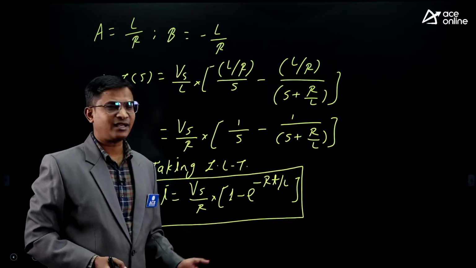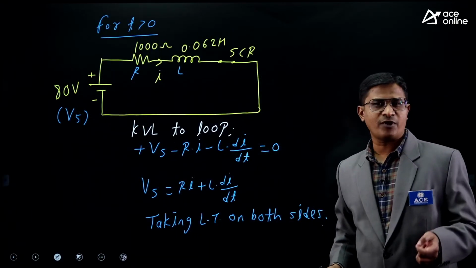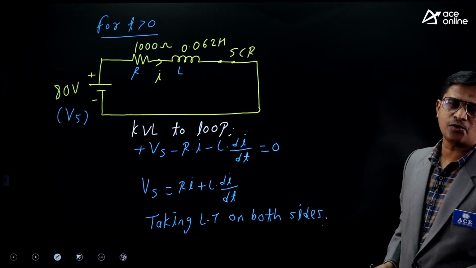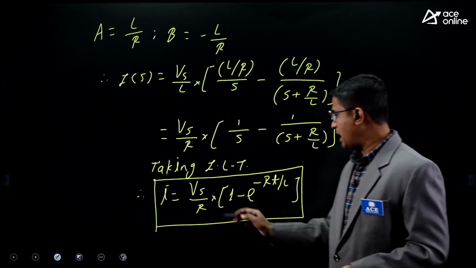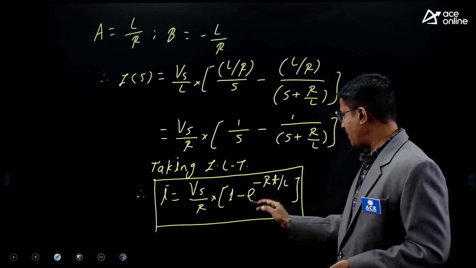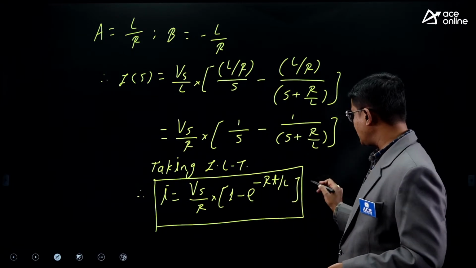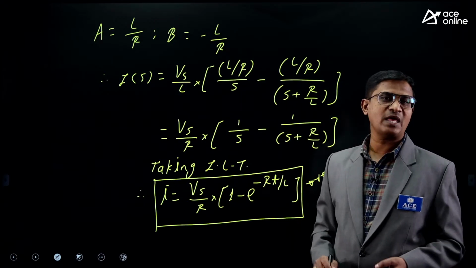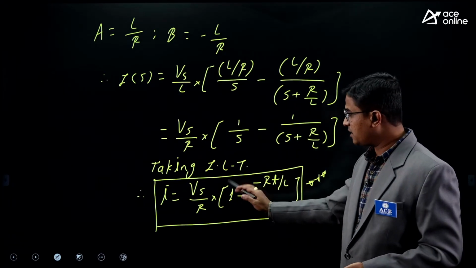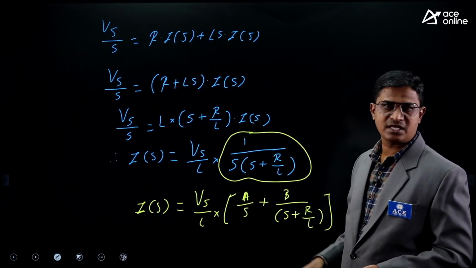This is an RL circuit now. We are having the DC excitation across the RL branch. So for the RL branch, what is the time constant tau? Tau is equal to L by R. So I is equal to Vs by R into 1 minus e to the power minus t by tau. This is the standard expression. If you put a DC excitation across the RL branch, you can directly memorize this expression so that it will save your time.